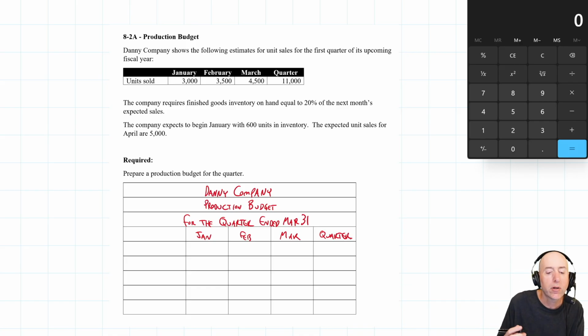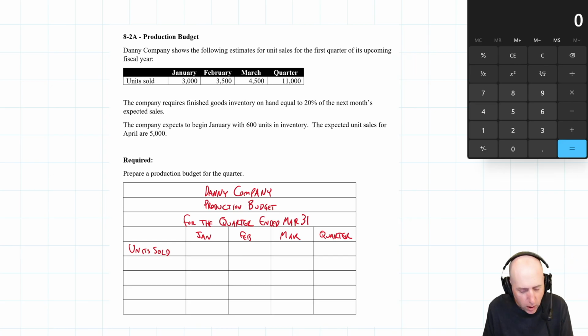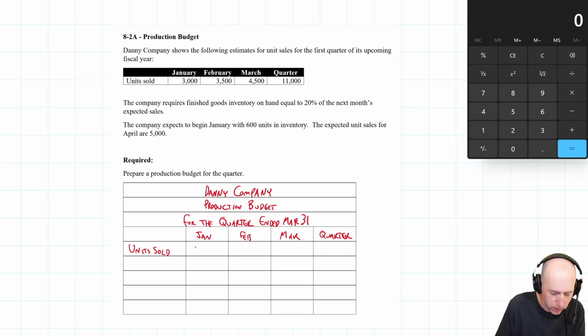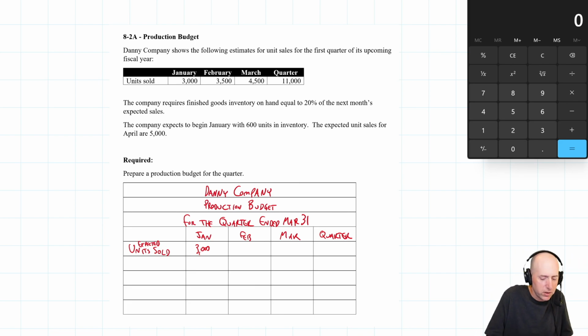So I think a great starting point, if you're given units sold, that's a great starting point for most budgets. Let's start with units sold. And if we know what we're expecting to sell, so let's do January, right? And I actually like to say expected units sold, because of course we don't know for sure, but this is what we're expecting. By the way, you can see I was a little bit sloppy there with my title.